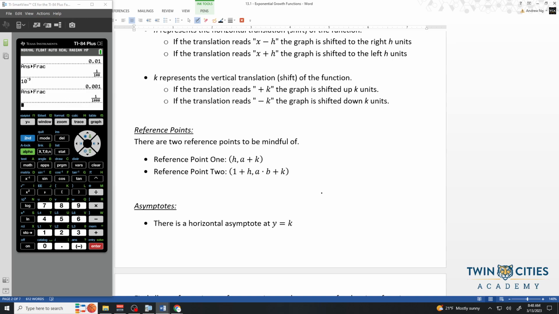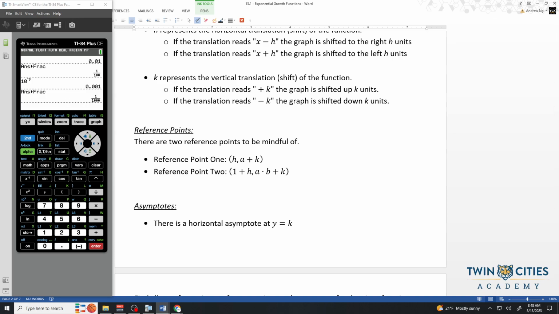I'm also going to have a horizontal asymptote. Remember, I saw that it didn't quite reach y equals 0. That's because there was a horizontal asymptote there at y equals 0. Well, there's always going to be a horizontal asymptote at y equals k.